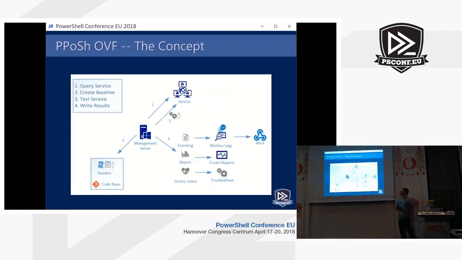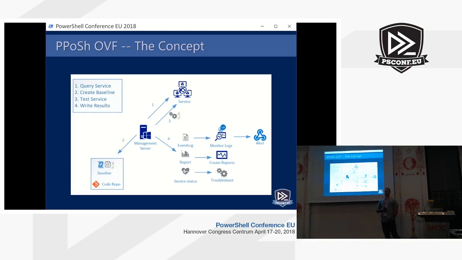To recap, we have a management server that is running all the checks against our service. That can be Active Directory, that can be Storage Spaces Direct Cluster, that can be anything you have the knowledge about. Then, when we get the data, we write it as a baseline and store it in a repository. And we can compare using, in our case, Git, compare it later, any other tool you want to use. The third is doing the checks.